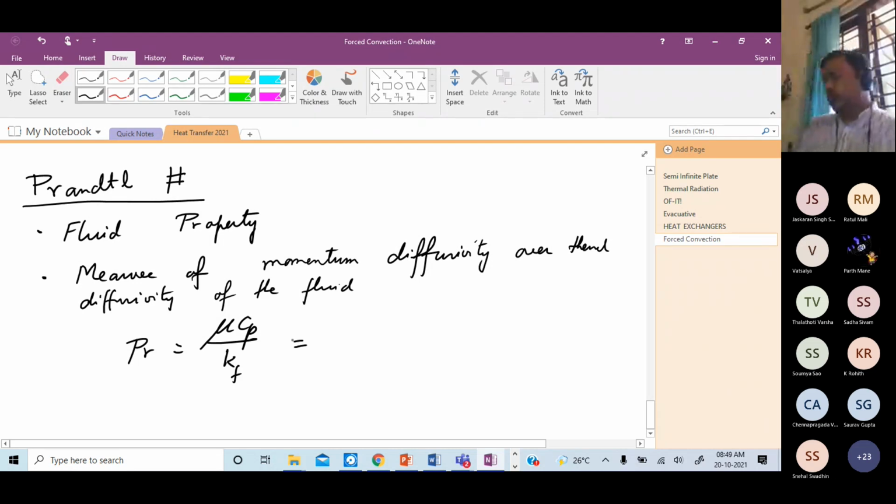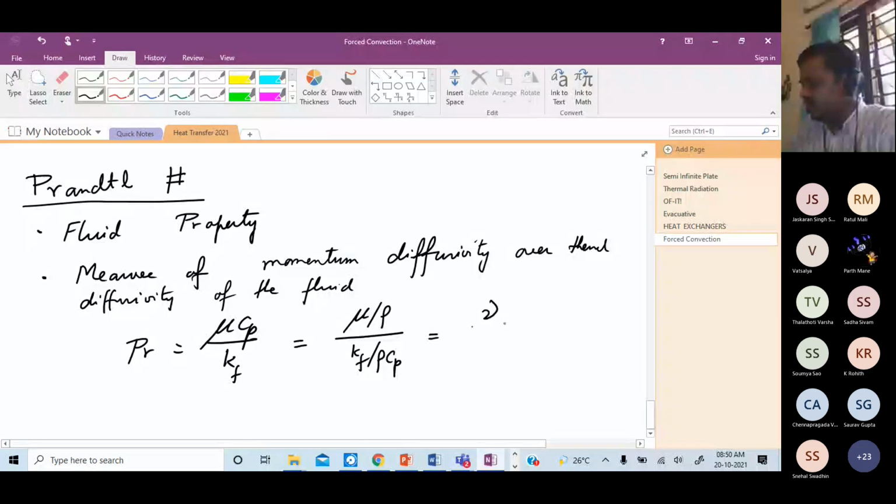Okay, mu Cp by K. But what I can write is, I can just reframe this and write as mu over rho, similarly Kf over rho Cp. What is mu over rho? Nu. And what is K over rho Cp? Alpha.